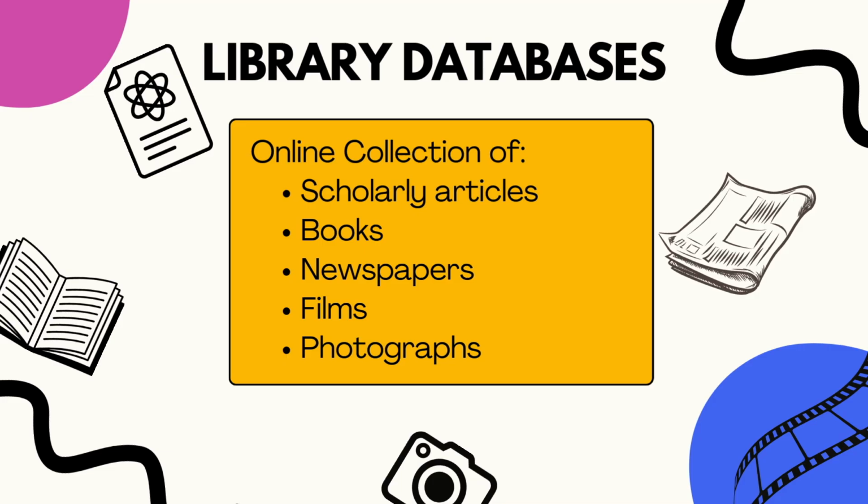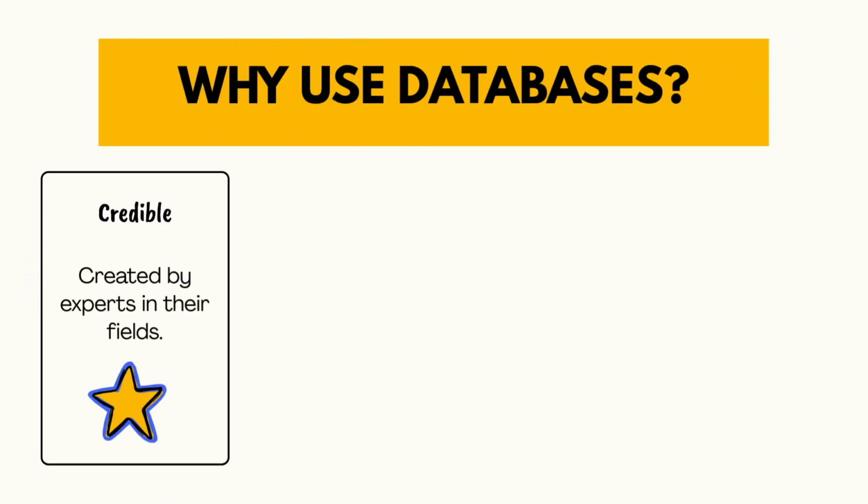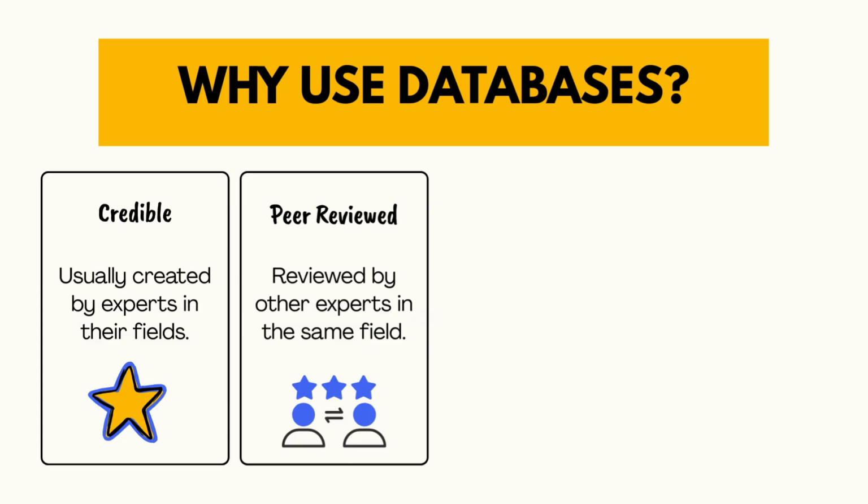So let's get into what a library database is. It's an online collection of scholarly articles, books, newspapers, films, and photographs, and much more. Now, why should you use them? Because they're a credible source. Many of the resources you find in databases were created by experts in their field. Adding to that credibility is that many of the resources are peer-reviewed, which means other experts in the field read the article to make sure it matches up with the current science in that field and to suggest revisions.